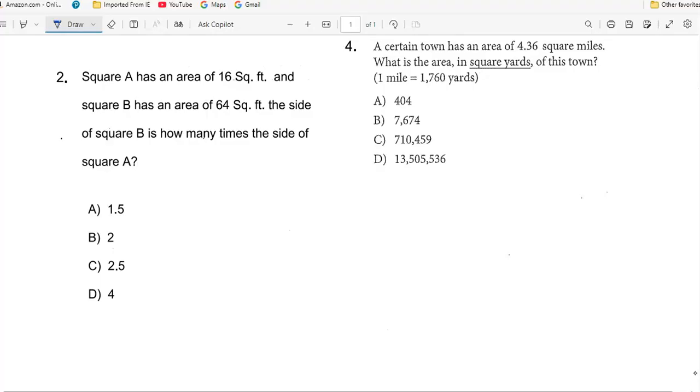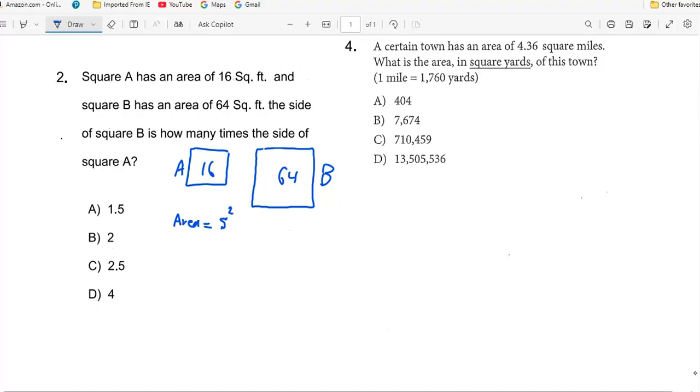Alright, so here we have two squares, square A and square B. What is the area of square A? The area of square A is 16. The area of square B is 64. But we'd like to compare the sides. Area is the side squared. Area equals the side squared.